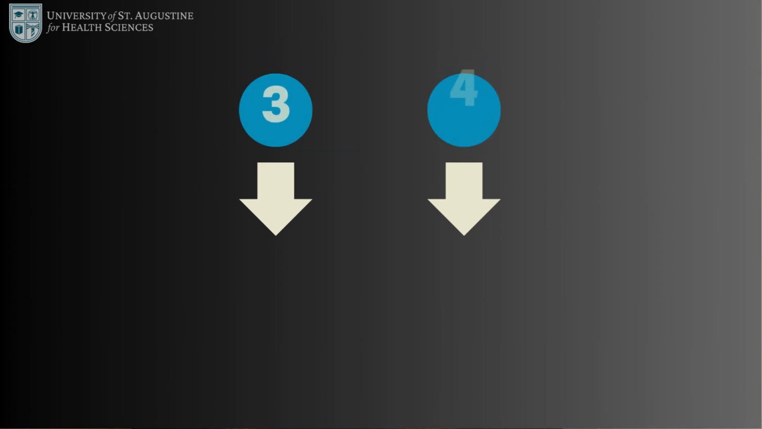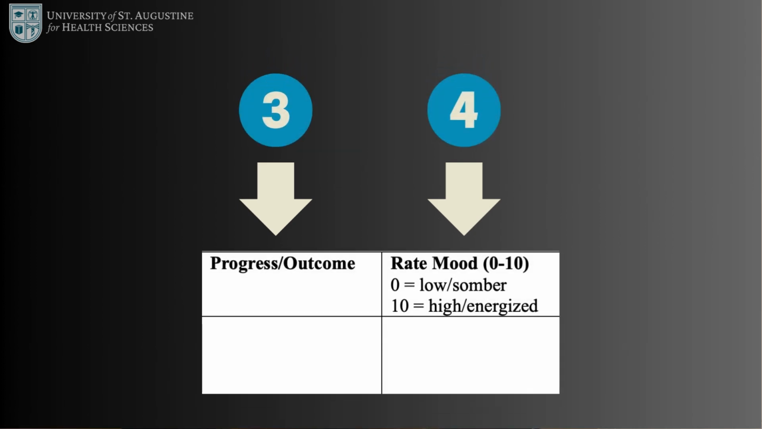In this video, you will only be filling out columns 1 and 2, although the template does have a 3rd and 4th column. The 3rd column will help you track your progress, and the 4th column looks at your mood associated with each activity.